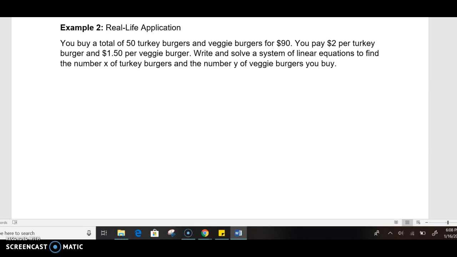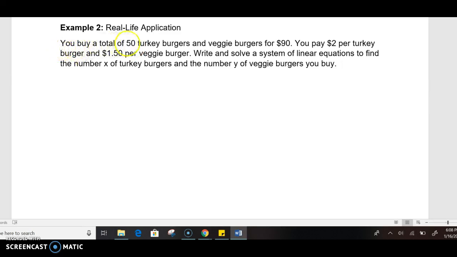Okay, so in example 2, notice we have a real-life application problem. So this is a word problem. It is going to be more challenging, and we'll spend lots of time revisiting these and practicing them together in class. So the first thing I always do is read through the word problem and look for my key information.